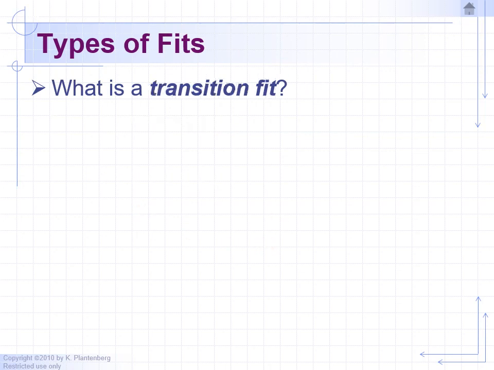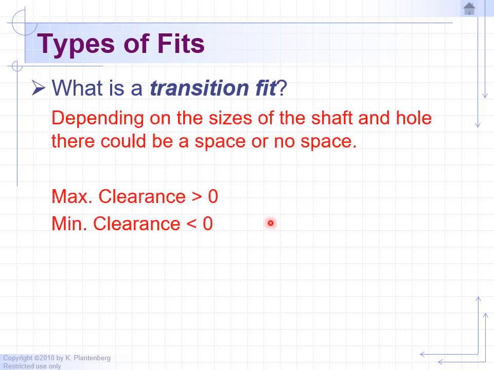Next slide. Transition fit. This is a rare occurrence, but in the transition fit is where you may end up with space or no space. So in this case, this is where you have a positive maximum clearance and a negative minimum clearance.